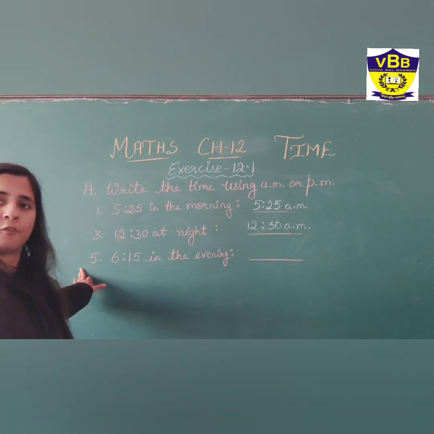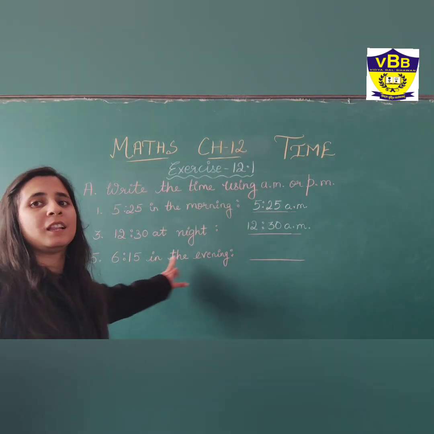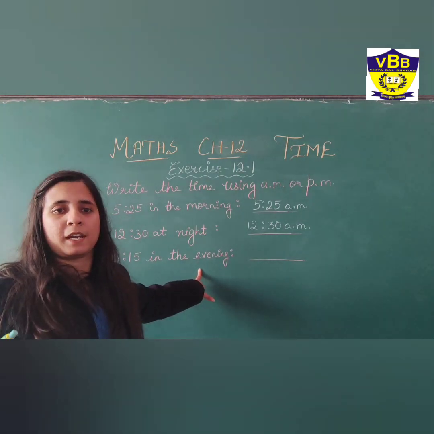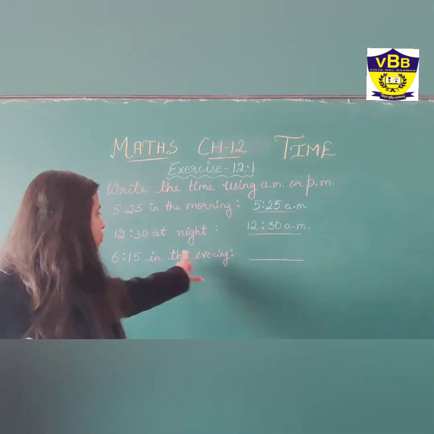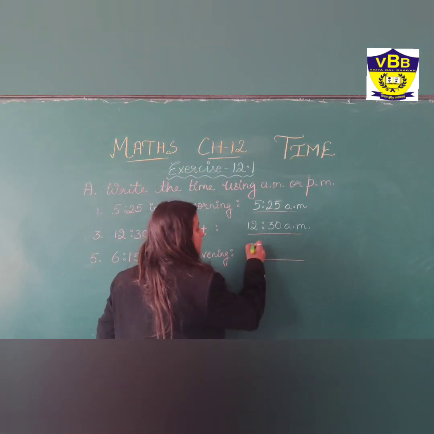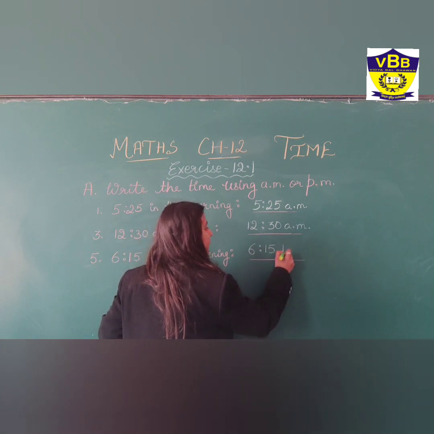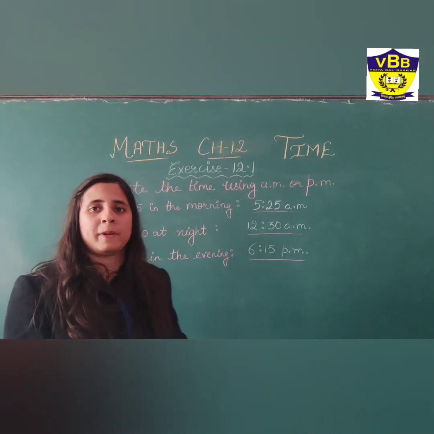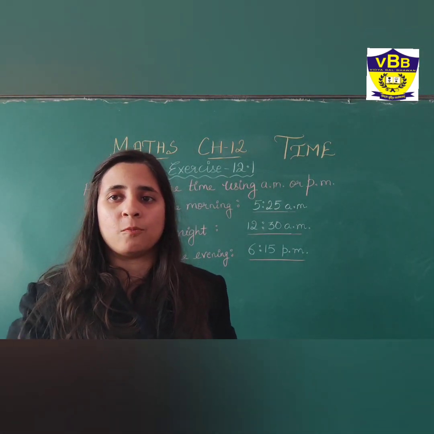Now let us see the fifth part. Fifth part says 6:15 in the evening. Evening is post meridian, that is after 12 noon. So here we will write 6:15 PM. I hope it is clear to you all, and the rest of the parts will be homework.